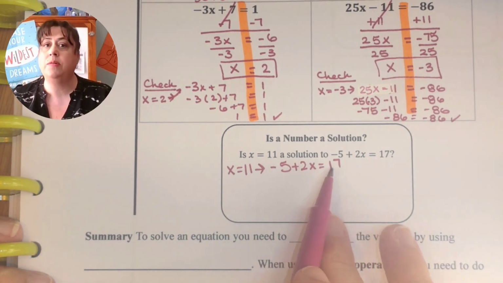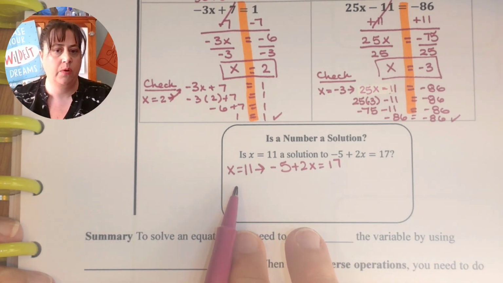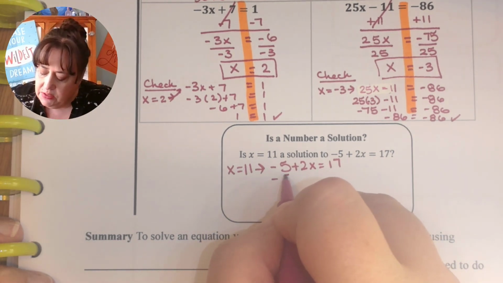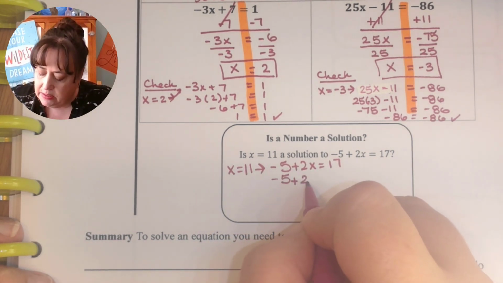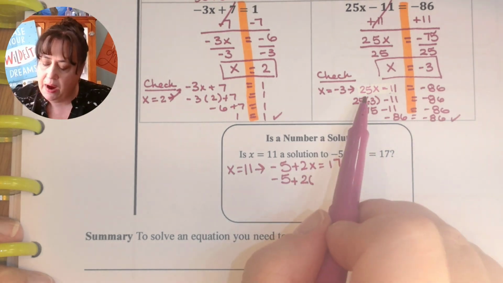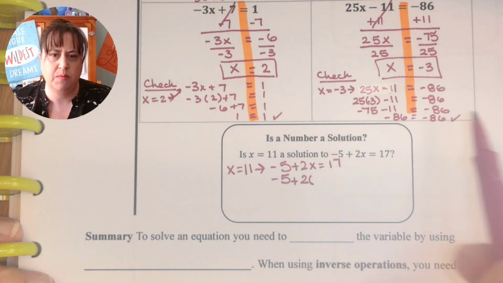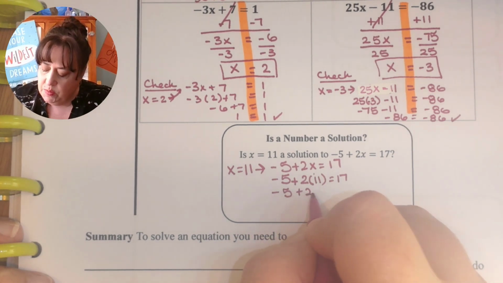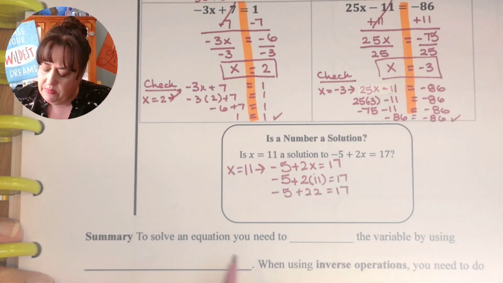And that's how we're always going to show it. We're going to put down what we are checking into what equation. And it's mostly to make sure you've copied things down right. Because you can see up here I have a whiteout. That was because I didn't copy something right. So we have negative 5 plus 22 is equal to 17.